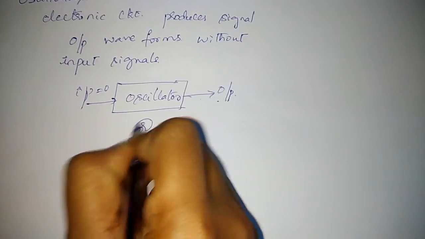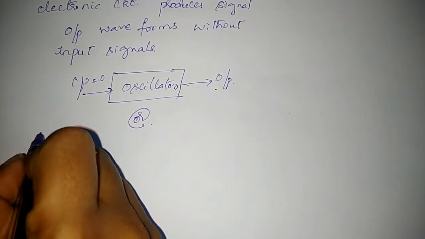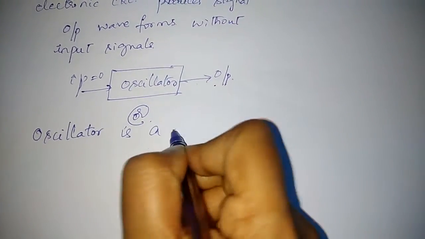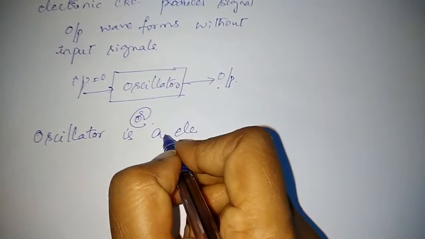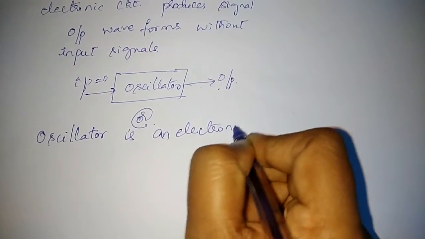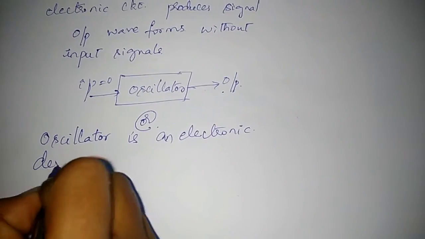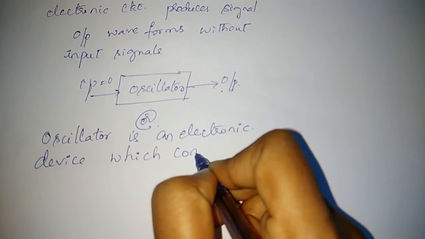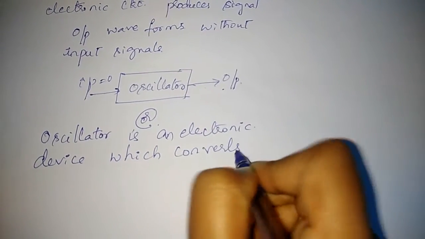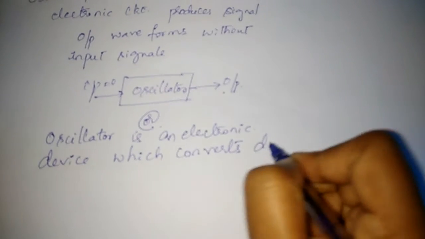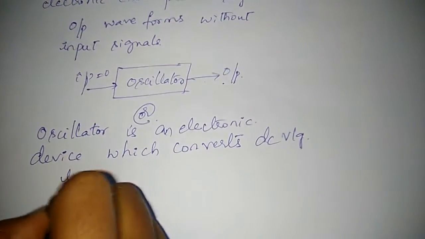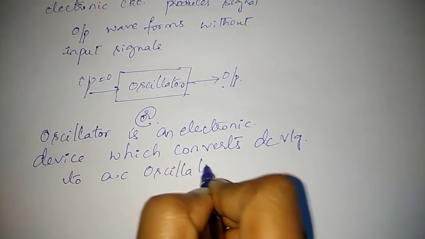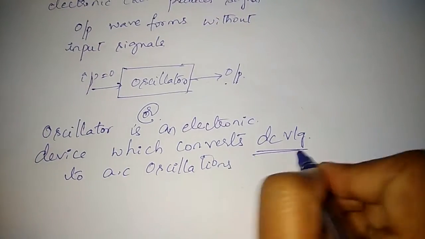Or I can give one more definition: an oscillator is an electronic device which converts your DC voltage to AC, which converts DC voltage to AC oscillations. So where does this DC voltage come from?